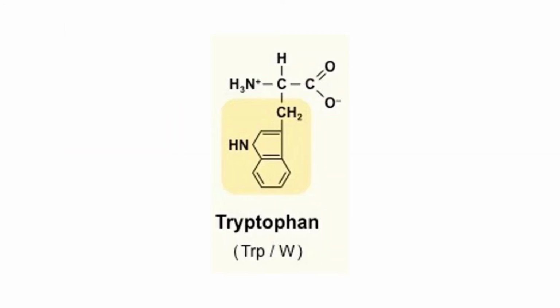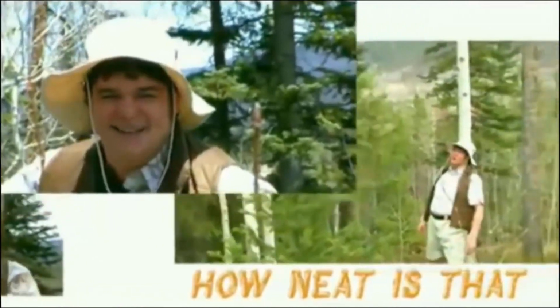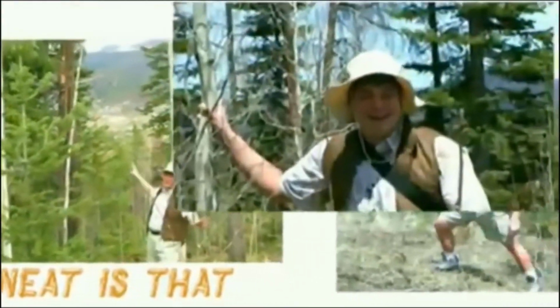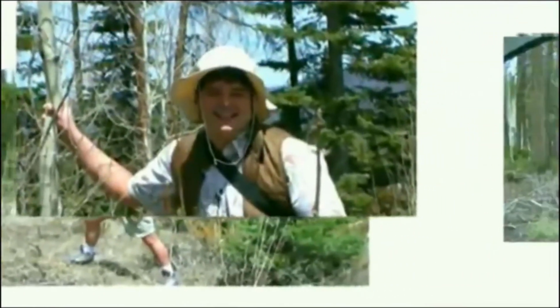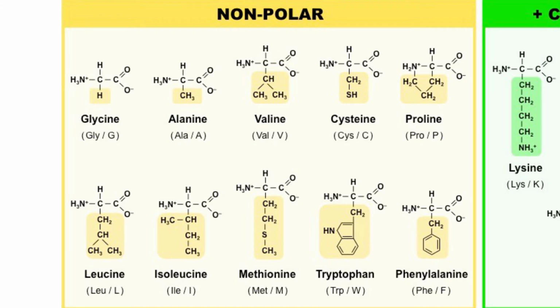Tryptophan. I always think of this guy like tryptophan with this one. He looks like an elephant. How cute is that? How neat is that? That's pretty neat. Phenylalanine. We got alanine, we got phenyl, transform to get phenylalanine. Those were all of our non-polar amino acids.